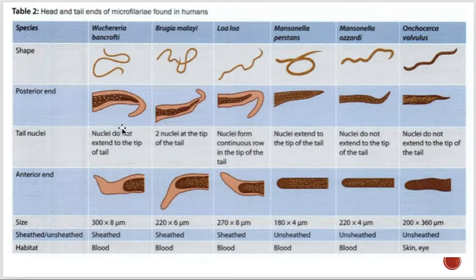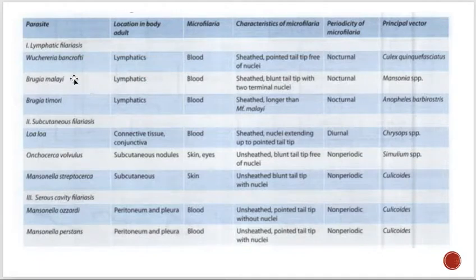Now, in some of the species, the microfilariae retain their egg membranes, so they are called sheathed. And those which cannot retain their egg membranes are called unsheathed. Of course, here they have shown six species. As well as you can see over here, Bancrofti, Malayi and Timori are the lymphatic ones. Loa loa, Onchocerca volvulus, as well as Mansonella streptocerca are the subcutaneous ones, whereas Mansonella ozzardi and Mansonella perstans are serous cavity filariasis, right?